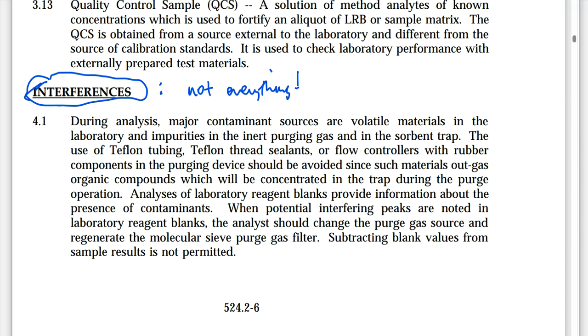So first and foremost, not everything has interferences, but quite many things do. And it's just because the idea of a sample is complicated. So the more complicated the sample is, the more prone that we are to interferences within that particular method. All right, so what is an interference?